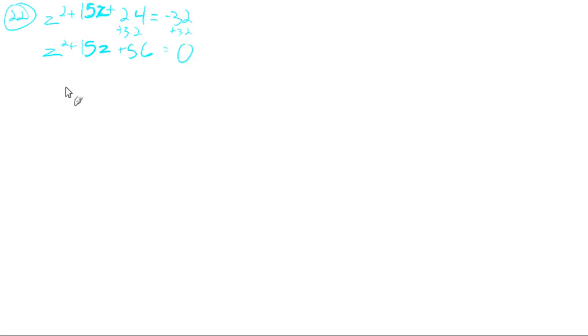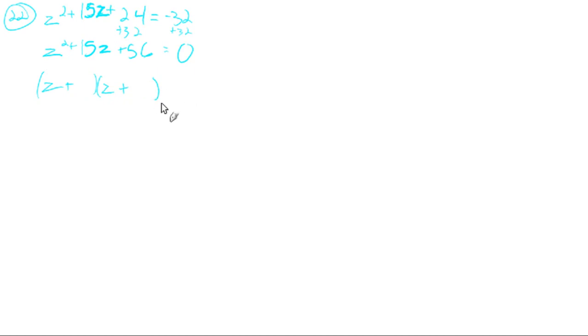And now it wants us to solve it two different ways, by the quadratic formula and by factoring. Let's just go ahead and factor real quick here. So we have a z and a z. We need to multiply to make a positive and add to make a positive, so two positives. And what multiplies 56 and adds to 15? That'd be 9 and 6. No, not even close.